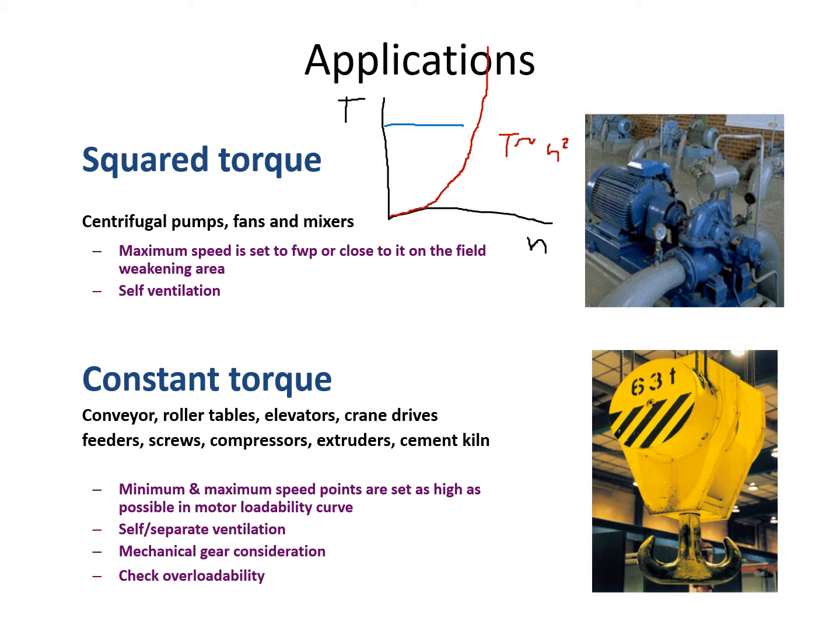And for each of these kinds of applications or groups of applications, there are a little bit different things which we should look at. So you see, for the square torque, this is one set of things we need to check, and for constant torque, that's another set of things.